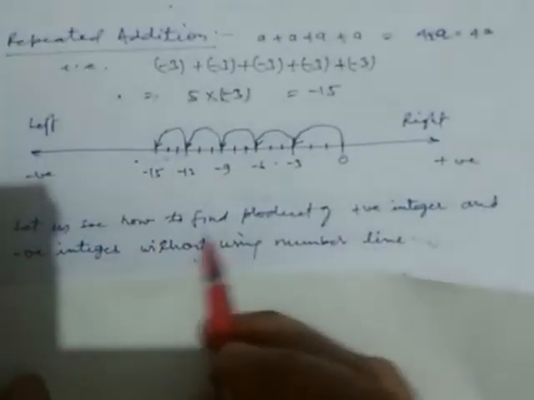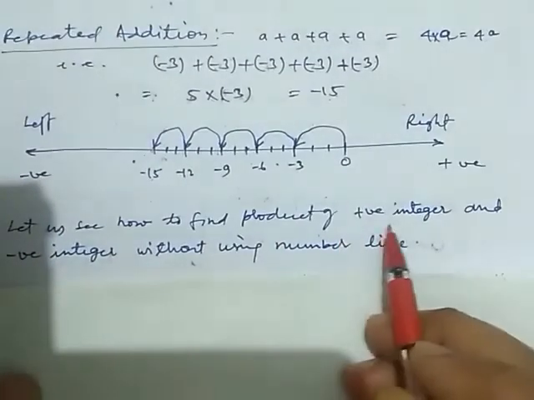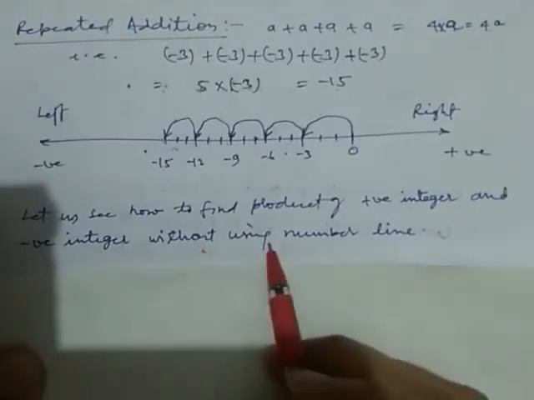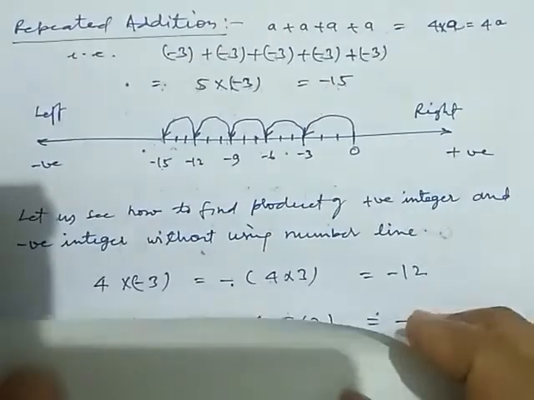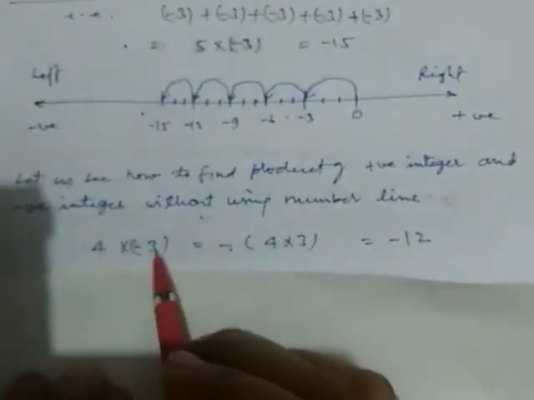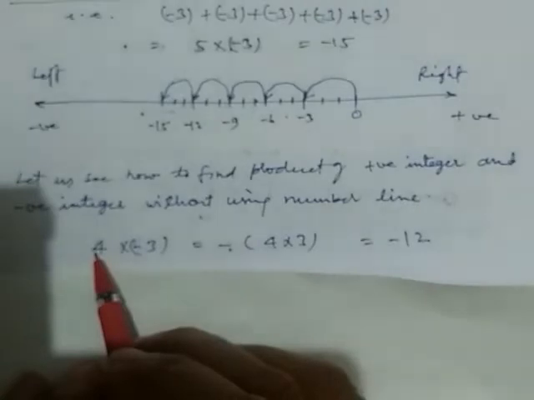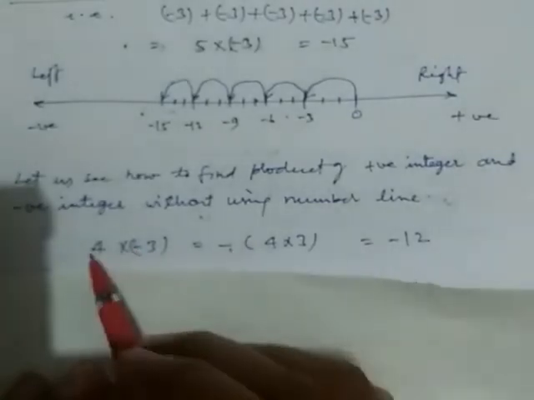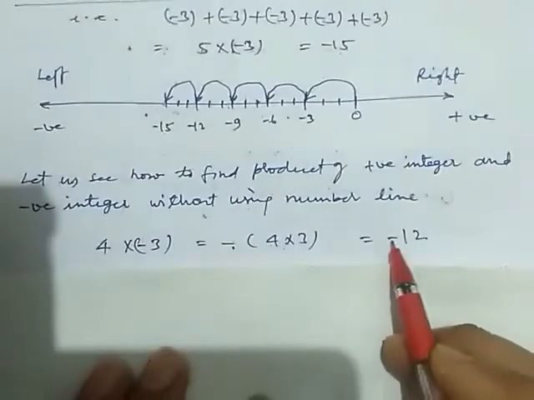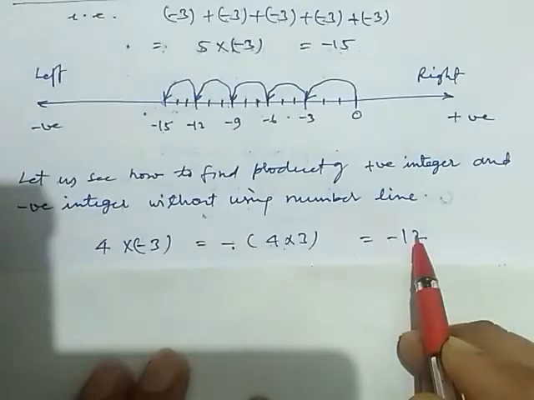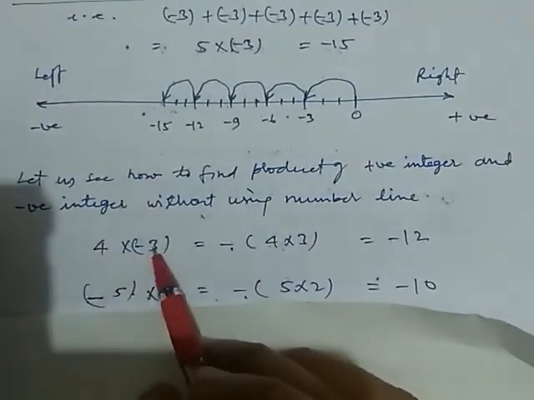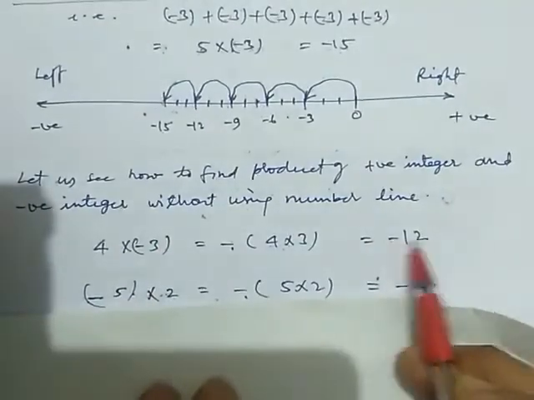Let us see how to find the product of a negative integer and a positive integer without using a number line. When we multiply minus 3 by 4, we keep the negative sign and multiply 4 into 3 directly, and just write minus 12 as the answer. This is the method without using a number line. So we can multiply any number, 4 into minus 3, directly to get minus 12.